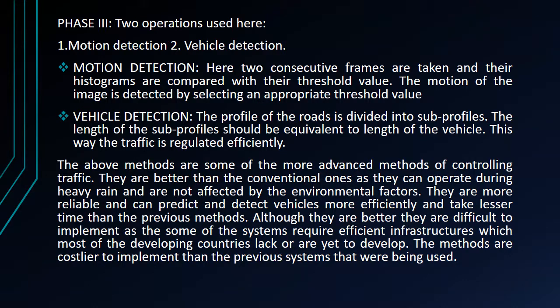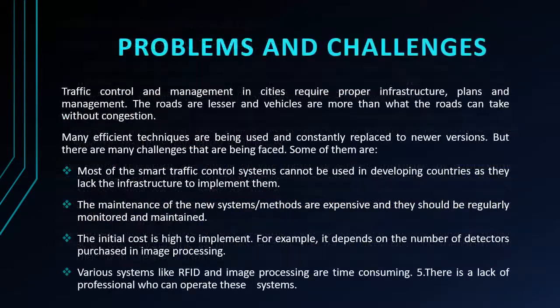The above methods are some of the more advanced methods of controlling traffic. They are better than the conventional ones, as they can operate during heavy rain and are not affected by environmental factors. They are more reliable and can predict and detect vehicles more efficiently and take less time than the previous methods. It also prevents the scope of human error.